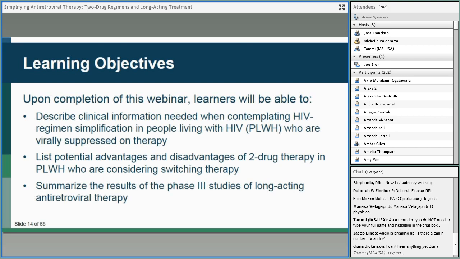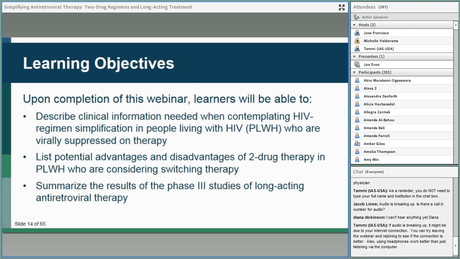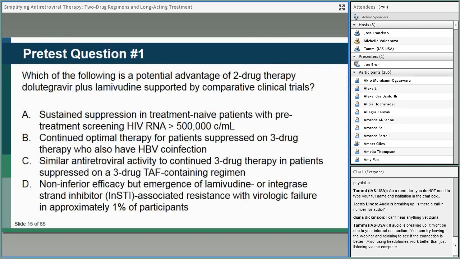These are our learning objectives. What I'm hoping to do is describe the clinical information needed when contemplating an HIV regimen simplification in people living with HIV who are suppressed on therapy. I'm going to hopefully make it so that you can list potential advantages and disadvantages of 2-drug therapy, both for people who are starting therapy and for people who are switching. The learning objective talks about switching. And then when this talk is over, hopefully you'll be able to summarize the results of the phase 3 studies of the long-acting antiretroviral therapy.